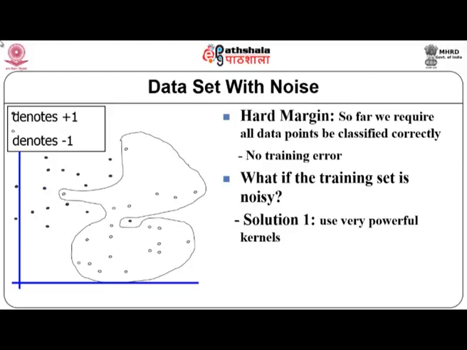We take a similar example. You see here, this is a hard margin. We require all data points to be classified correctly and there is no training error. But the training set is noisy also. The solution is to use very powerful kernels. This particular example is a case of overfitting. If you have noise and do this, it will become very overfitted, so you should not do that.